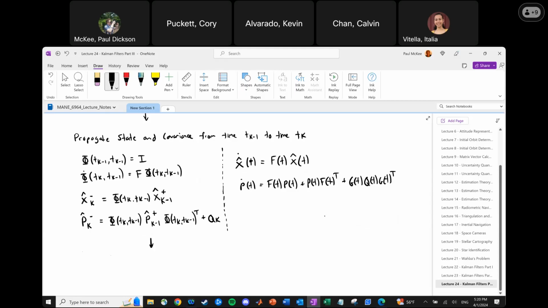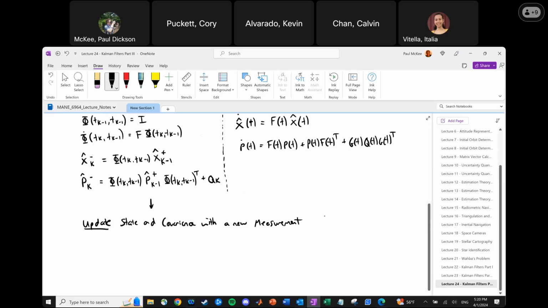Then, and I would have liked this to all fit on one screen, but sadly that was not to be, we get to the update. So this was propagate. This is update the state and covariance with a new measurement. Okay, so how do we do that?